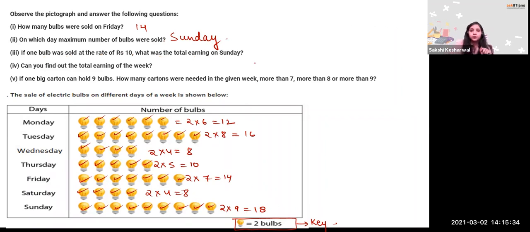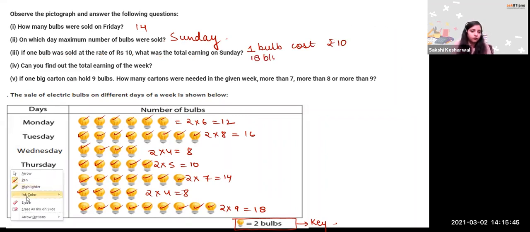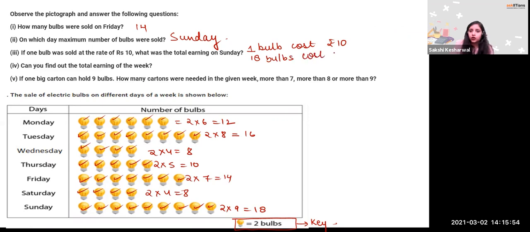So one bulb costs how much? Rupees 10. Then 18 bulbs cost how much? Rupees 10 into 18, which equals rupees 180. That's it, right? Now, can you find the total earning of the week? Total earnings of the week.